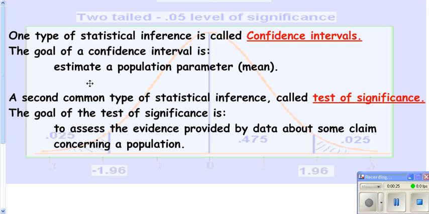A second common type of statistical inference is called a test of significance. The goal of the test of significance is to assess if there's evidence to support a certain claim about your population. Typically, with what we'll be looking at is if the mean of your population is different than the mean of your sample.